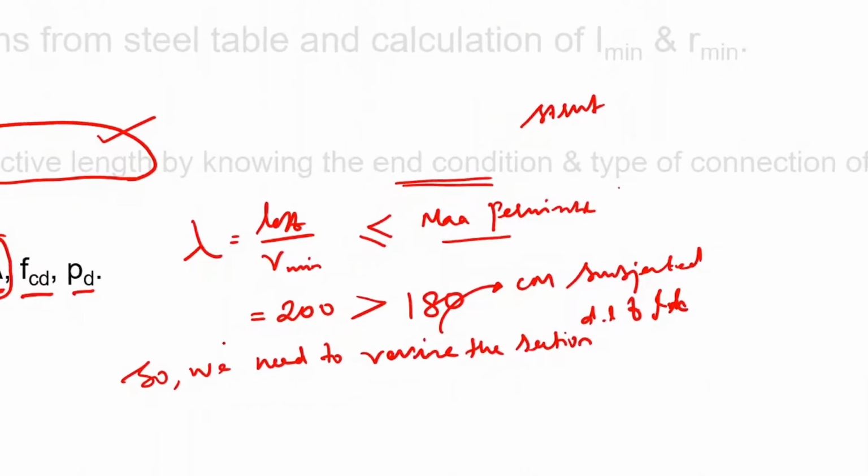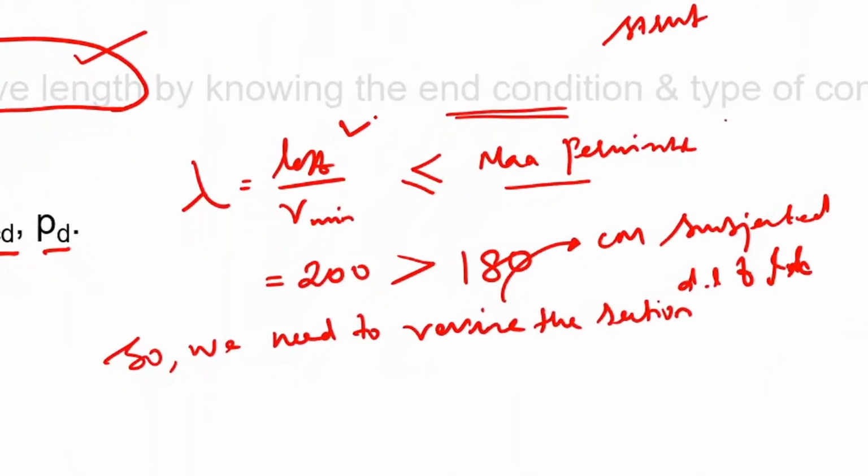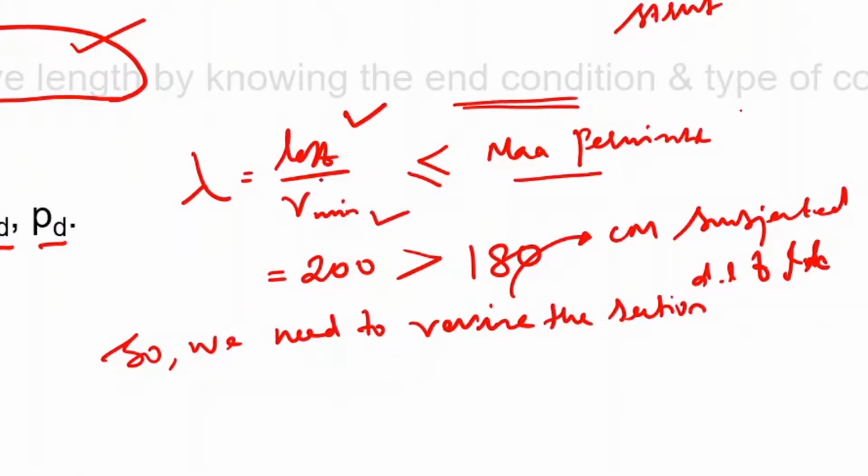Okay, how to revise? We have two ways to decrease the slenderness ratio. One is the effective length, second is the radius of gyration r. If you want to decrease the slenderness ratio, we have to decrease the effective length, or you can increase the radius of gyration. How to increase the radius of gyration? You need to go for a heavier section. Simple. Then how to decrease the effective length?